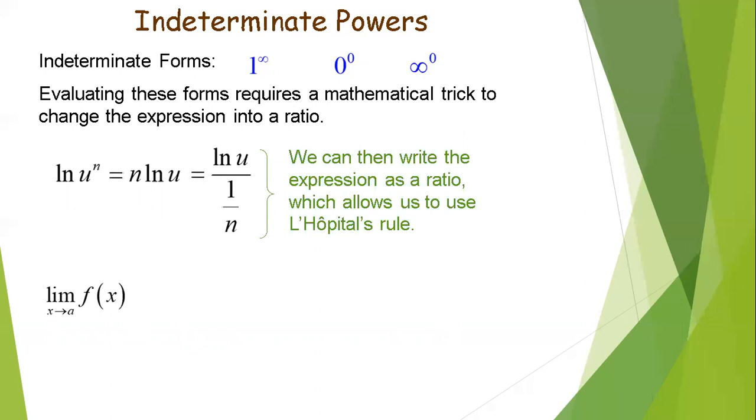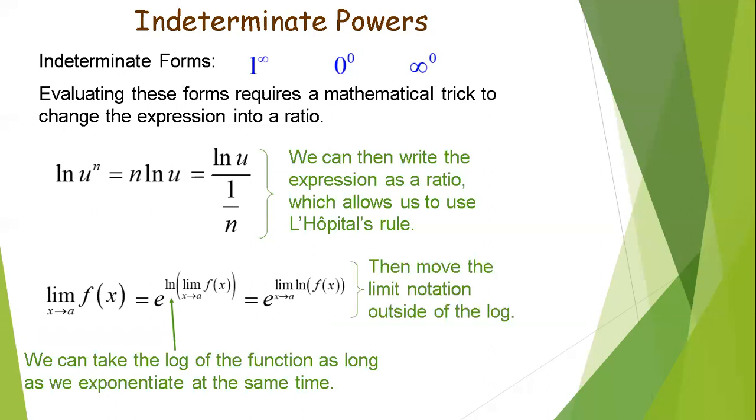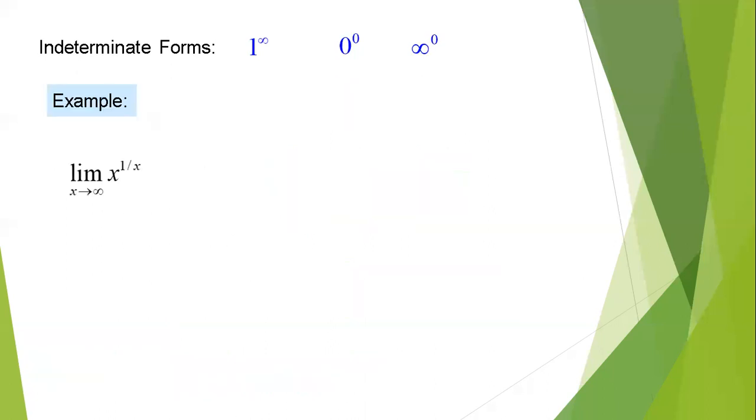The limit as x approaches a of f(x) equals e to the power of ln of the limit as x approaches a of f(x). We can take the log of the function as long as we exponentiate at the same time. We get e to the power of the limit as x approaches a of ln f(x). Then move the limit notation outside of the log.